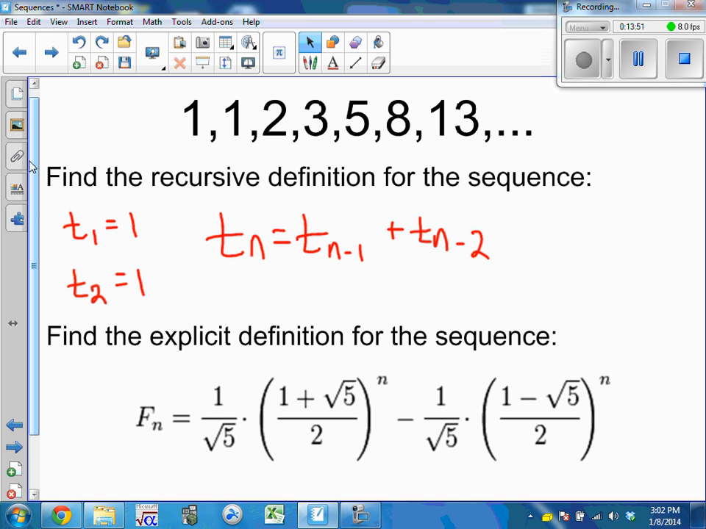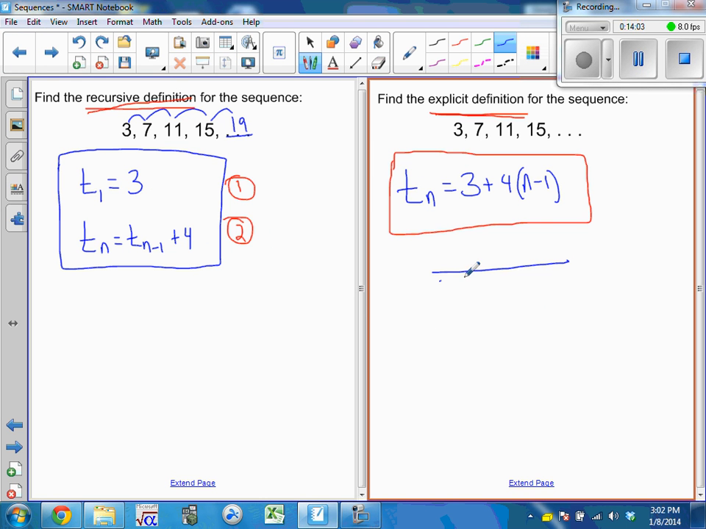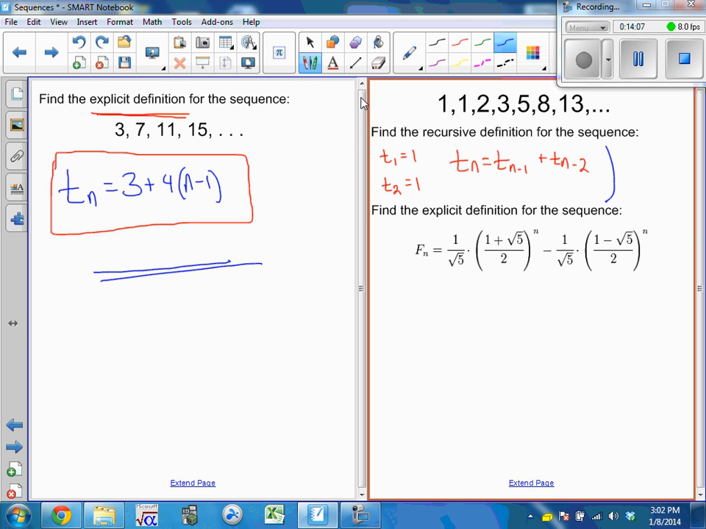So sometimes it's very easy to find a recursive definition. This one's fairly easy. Really hard for explicit. If we go to our last example, it was almost probably easier to find explicit, but both were pretty easy. Here is one with some Fibonacci's that's very hard.